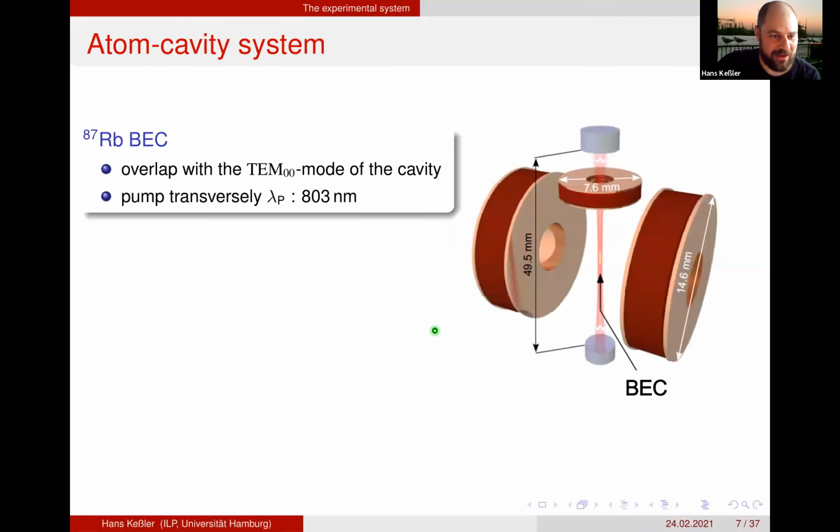So what we are working with is a BEC of rubidium-87 atoms. We overlap it with the 0,0 mode of our optical cavity. A small sketch is here on the right side, so the BEC in the center of the 0,0 mode. And in all the experiments we pump our system with a wavelength of 803 nanometers. That means we are in the dispersive regime and far detuned from the atomic resonance.